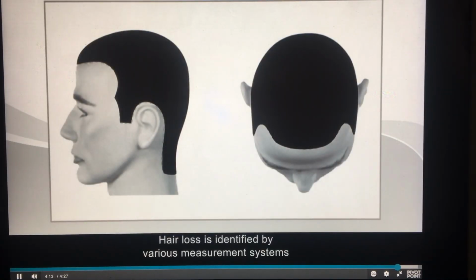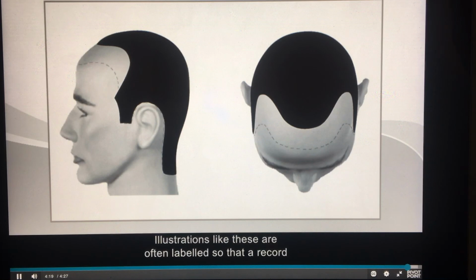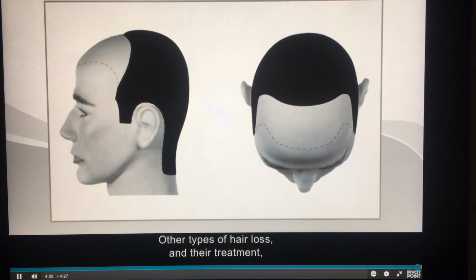Hair loss is identified by various measurement systems that show the pattern and density of the hair loss. Illustrations like these are often labeled so that a record can be kept to track a client's hair loss. Other types of hair loss and their treatment are discussed in your textbook.